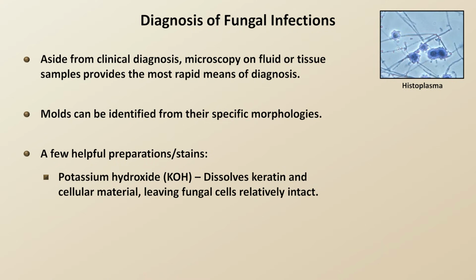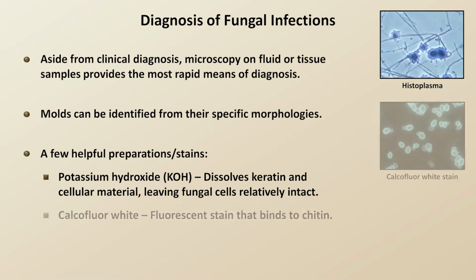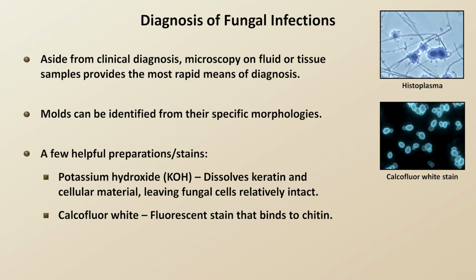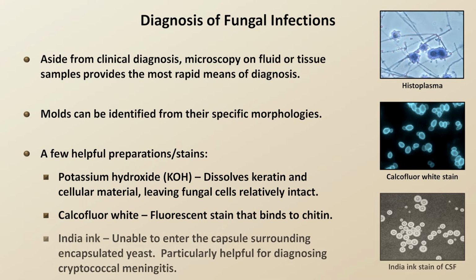Potassium hydroxide preferentially dissolves keratin and human cellular material, leaving fungal cells relatively intact, making them easier to identify. Something called calcofluor white is a fluorescent stain that binds to chitin and provides pretty pictures like this one when exposed to fluorescent light. Finally, India ink, the very same substance used for writing in Asia for the past 2,000 years, can be helpful in diagnosing cryptococcal meningitis when applied to CSF. Since the ink dyes just about everything in sight black, but is unable to enter the capsule surrounding the encapsulated yeast, it can create the appearance of haloed cells.